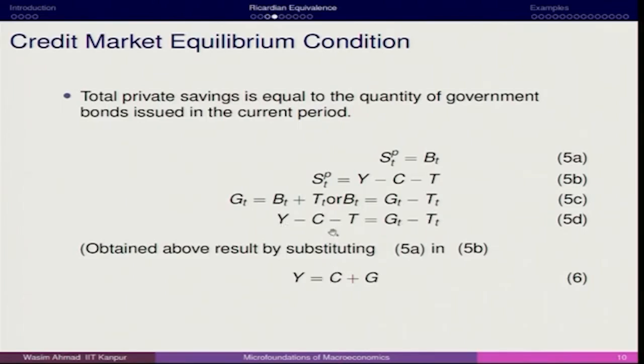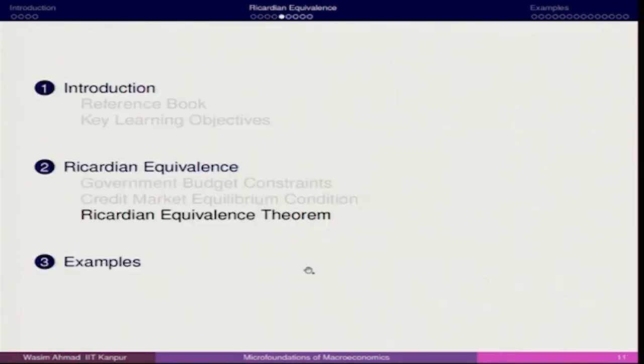If you substitute and go for cancellation, if you bring this side, this becomes positive and this gets cancelled. So, here we have finally Y is equal to C plus G. So, finally, we are arriving at this. Which means that if the government places the bonds issued with the private individuals, then we are easily arriving at the competitive equilibrium. So, this is what we can easily arrive at: the closed economy equilibrium or competitive equilibrium.